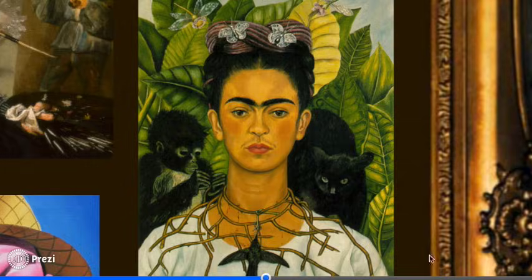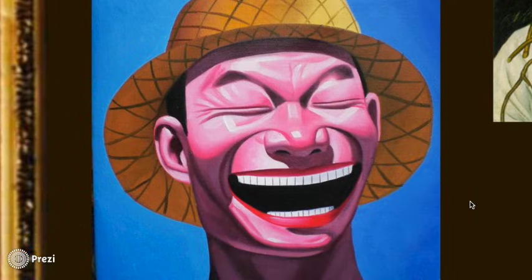Let's take a look at one of my favorite self-portraits so far. This one is by a Chinese artist who's a contemporary artist, meaning he's still alive and creating today, and his name is Yu Minjun. Notice that in this painting by Yu Minjun, he used the principle of art known as emphasis. What do you think he's trying to emphasize? If you're thinking it's that big smile, then you are correct.